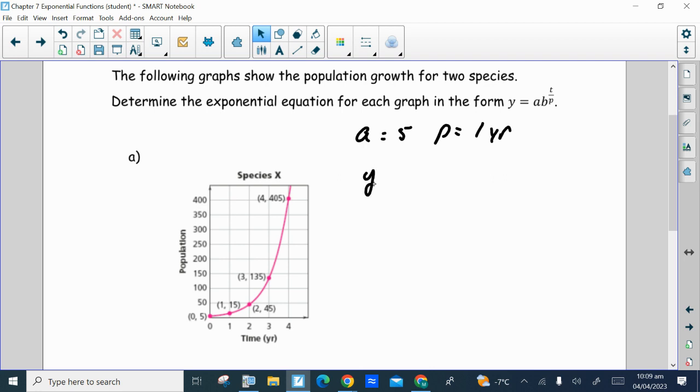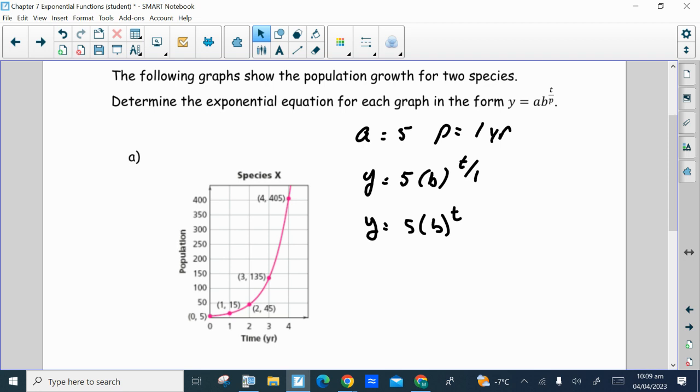So we can start to build this equation. We know that A is 5, and we know that P is 1. And so T over 1 is just T. So T is our one variable, our independent variable. We need to find out what B, the base, is.